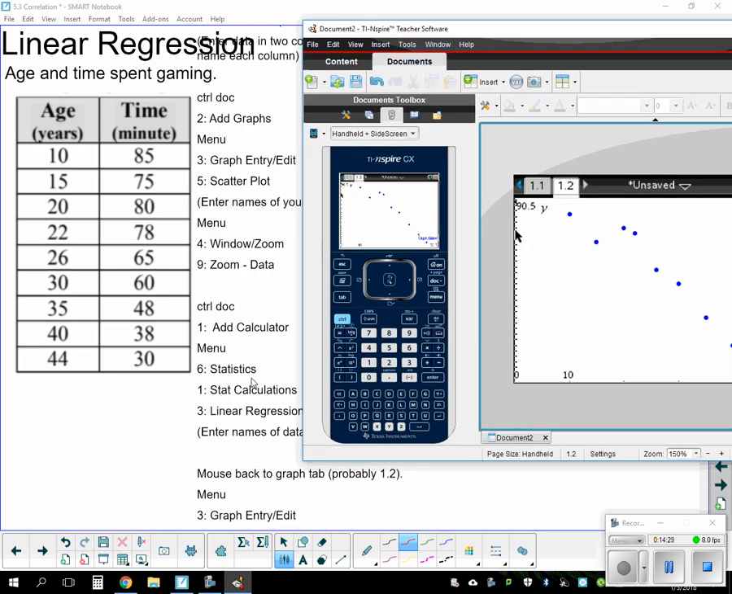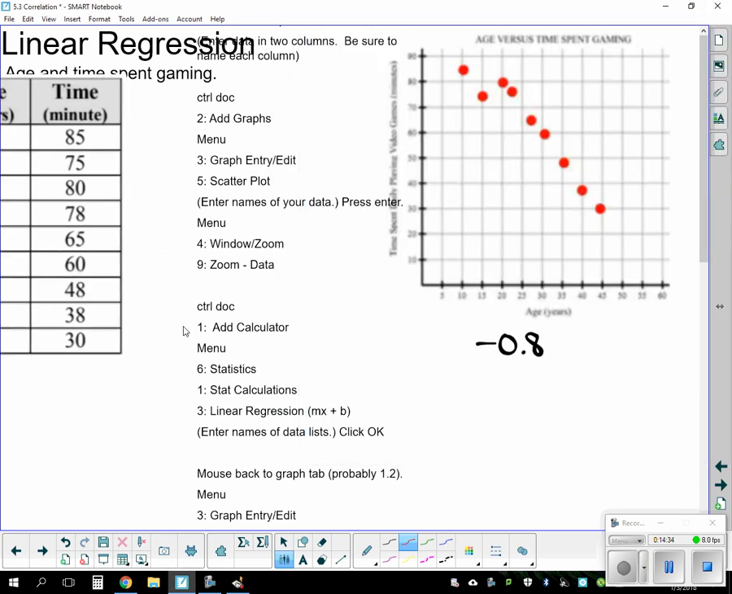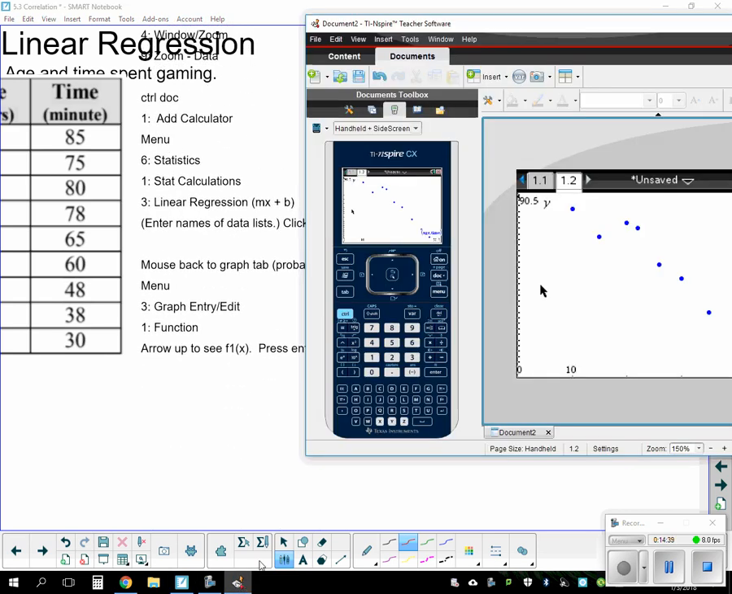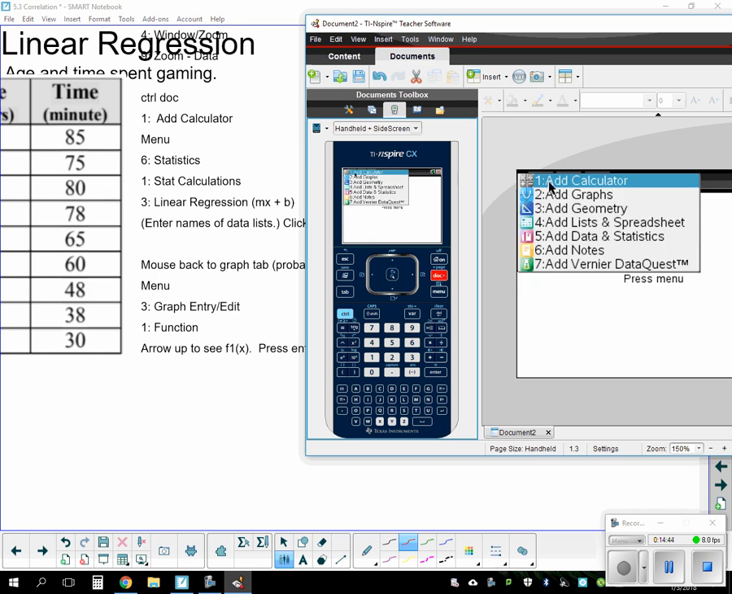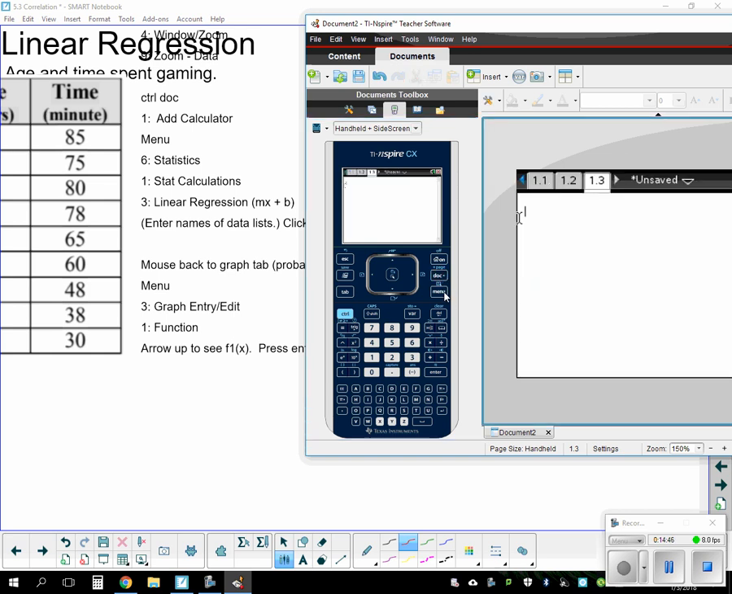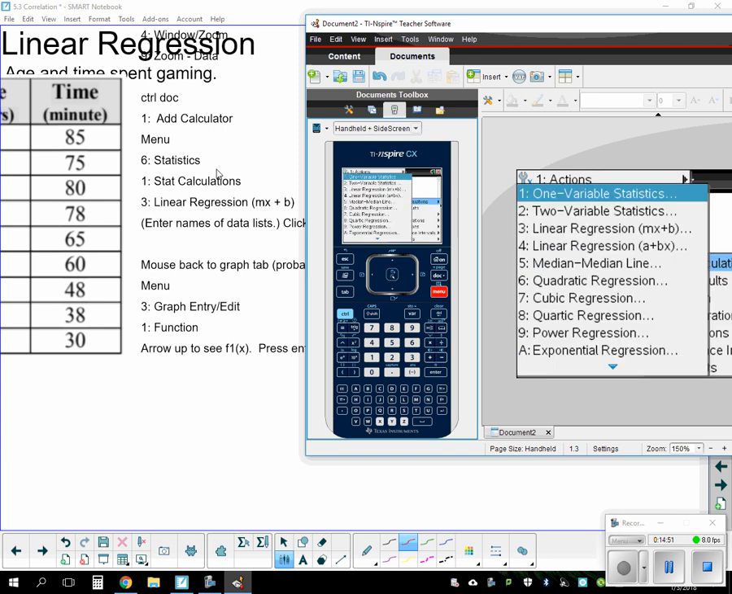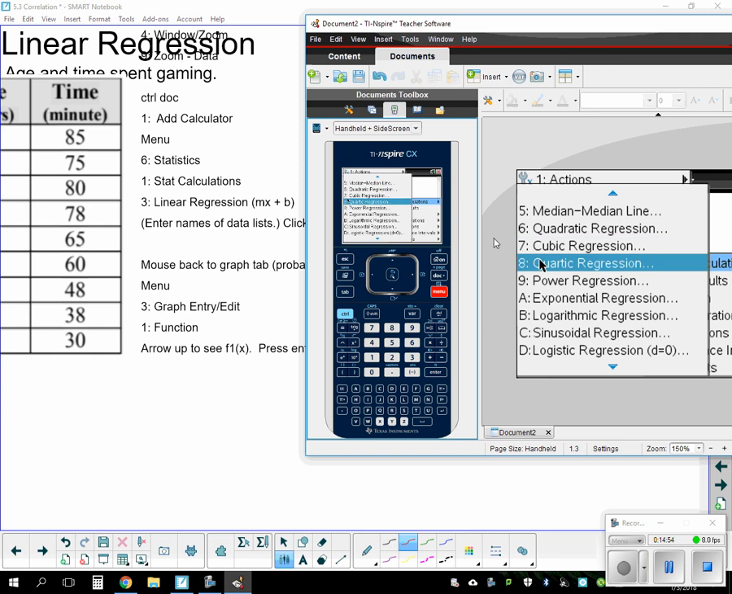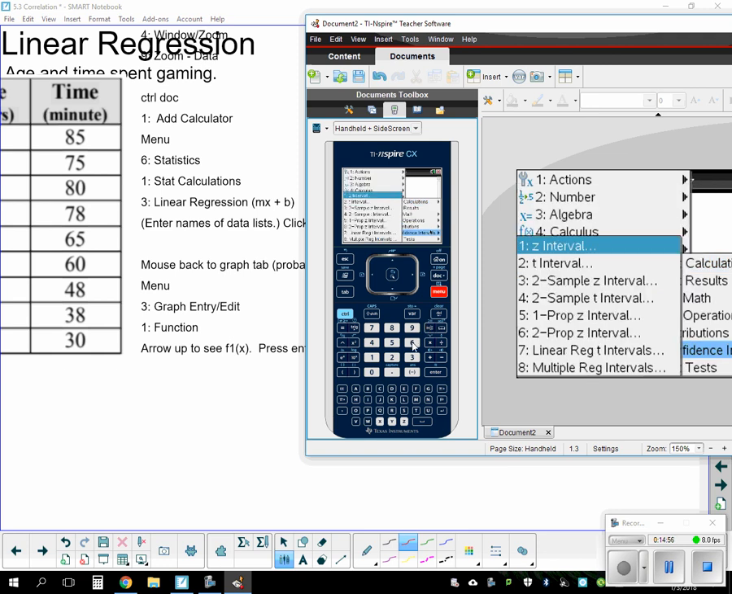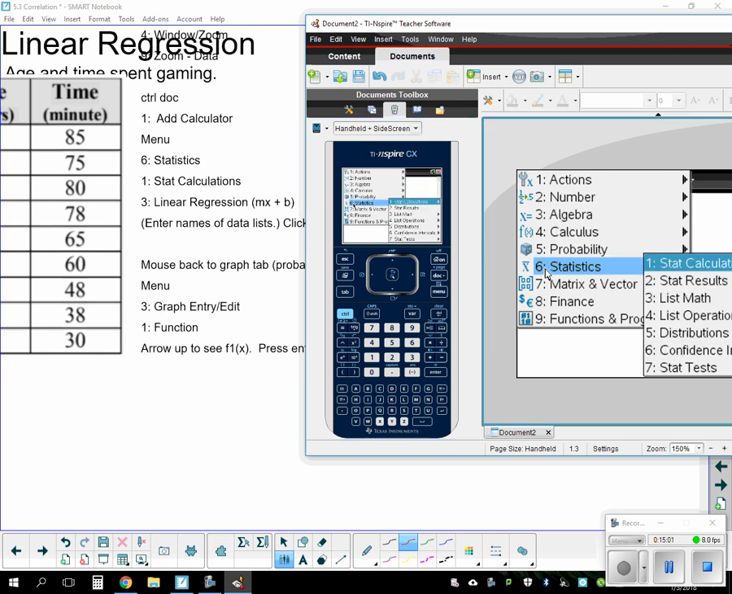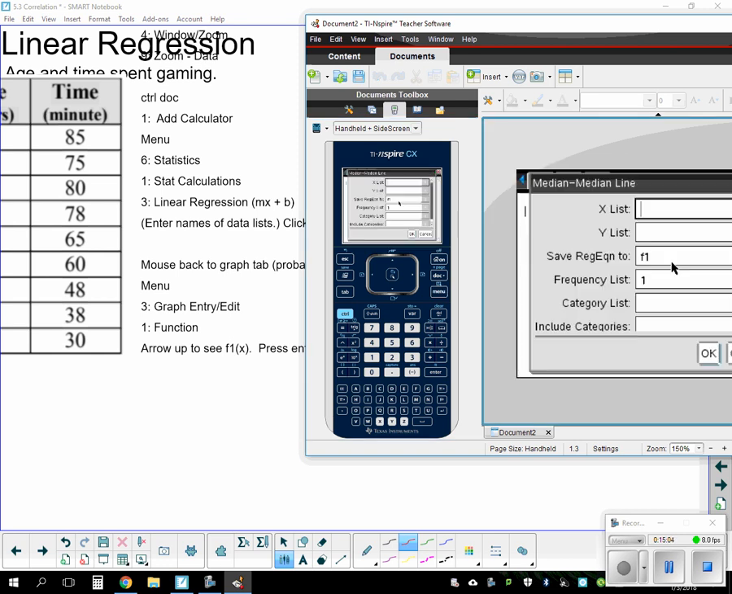The next thing we want to do is find the line of best fit. We did this in the last section, so I'll give you another reminder of how to do that. Okay, so you want to hit Control Doc, and now we want to add a calculator page. Menu, Statistics, which by the way, these are over here, the directions. So you can copy them down, pause the video anytime you want, pause it and copy it.